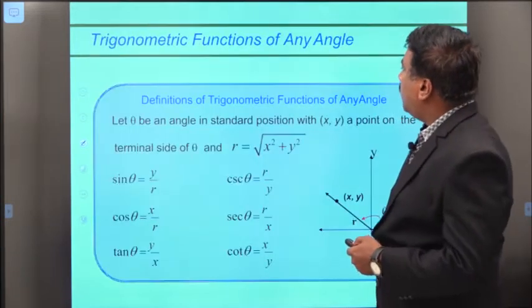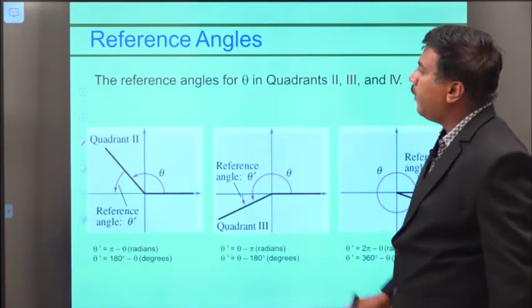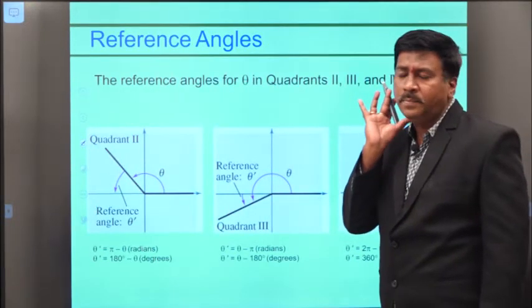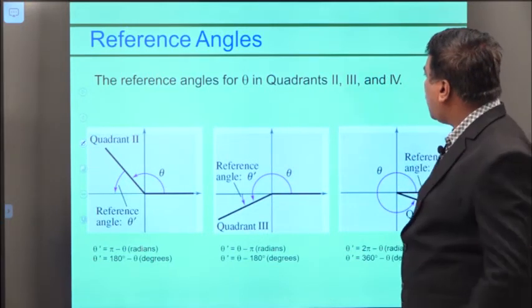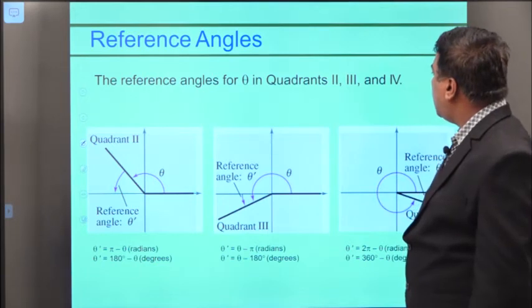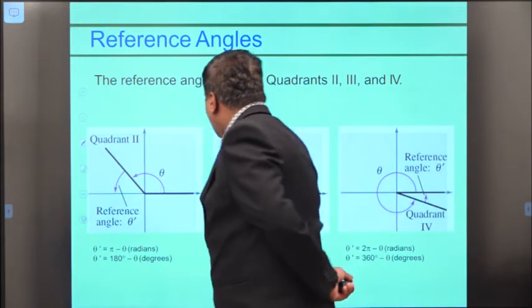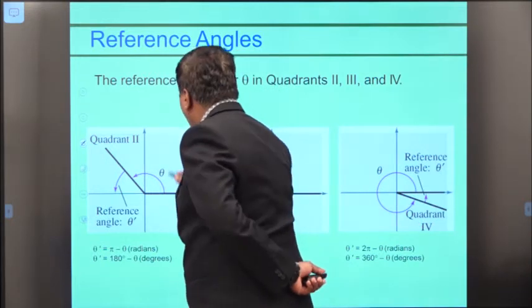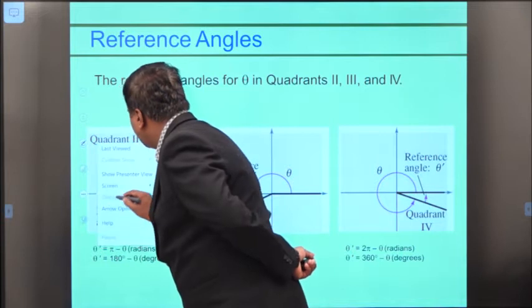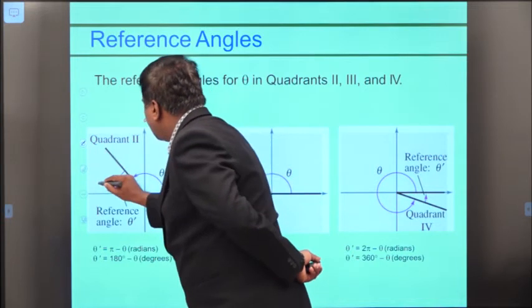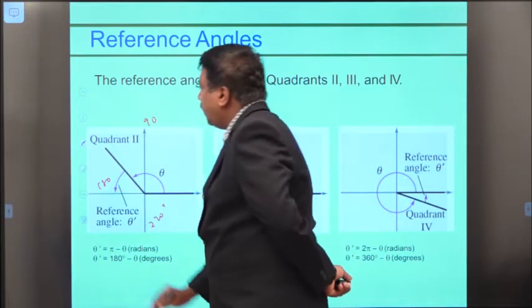Next one, similarly, the reference angles. Coming to the next concept, reference angles: the reference angles for theta in the second, third and fourth quadrants. Because this is 0 degrees, we start with 0, and this is 90 degrees, this is 180 degrees, and this is 270 degrees.